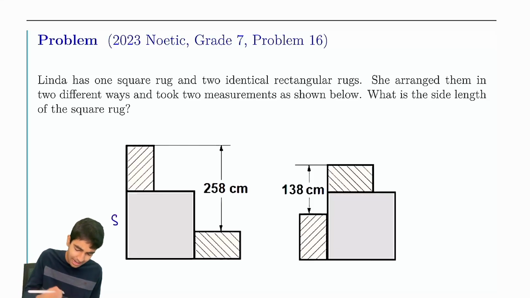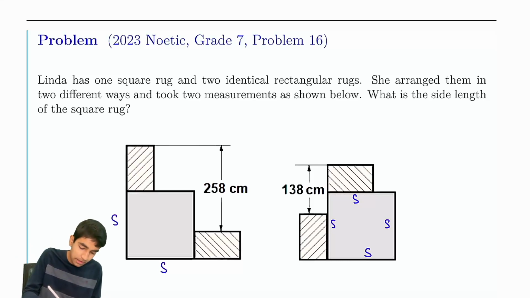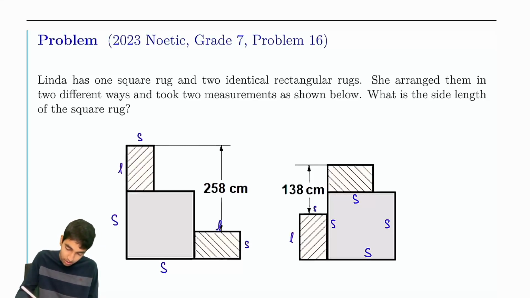So let's just say the side length of the square is S. So S, same thing here, S. And let's say the rectangle has a short side and a long side. So short side, long side, short side, long side. Oh, I just realized I overused a variable, so I'm just going to call it width and length. You don't want to use the same variable twice.